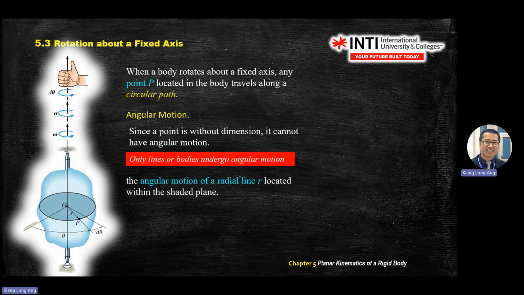Since a point has no dimension, it cannot have angular motion. Only lines and bodies undergo angular motion. So we consider the angular motion of a radius within the shaded plane. This is r. When you define a point on the body, then there is a rotation or angular motion of the body. Outside the body there isn't; only when you touch the body do you have angular motion.